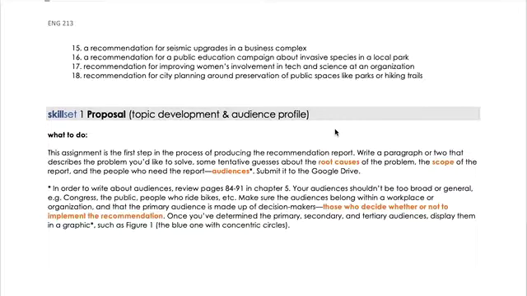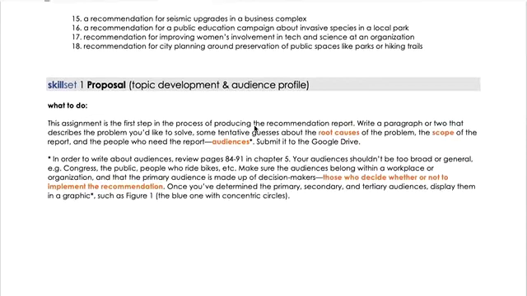Okay, so skill set 1, you have to write a proposal, and this proposes the research that you want to be doing for the next few weeks. You want to pretend that this proposal is going towards the scenario that you've come up with for your big research project. It helps you to develop the topic and to profile your potential audience.